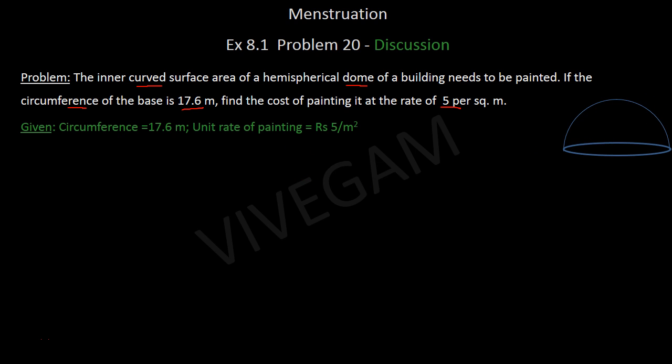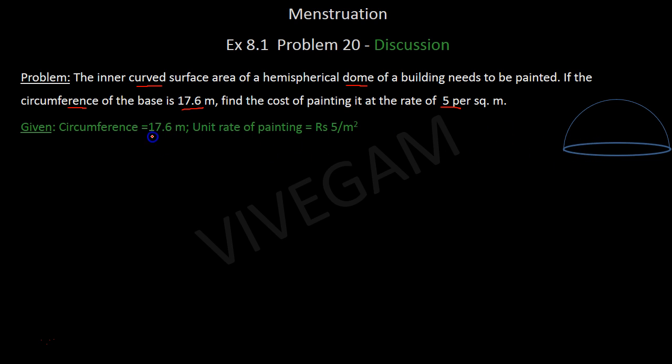So this is how the dome will look. The inner area of the dome needs to be painted. That is nothing but the curved surface area of the hemisphere. So that is the area which is actually getting painted. Next, if you look at the bottom, the base is nothing but in the form of a circle. So this is what they have given.